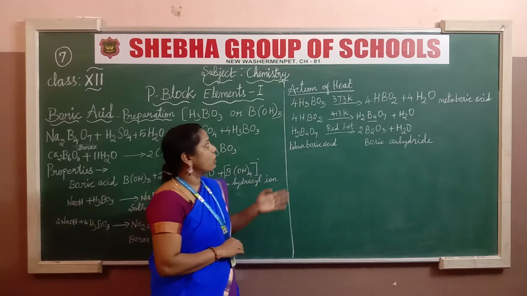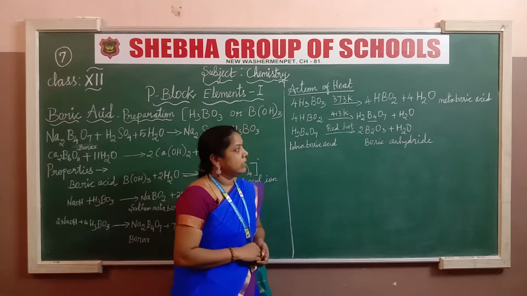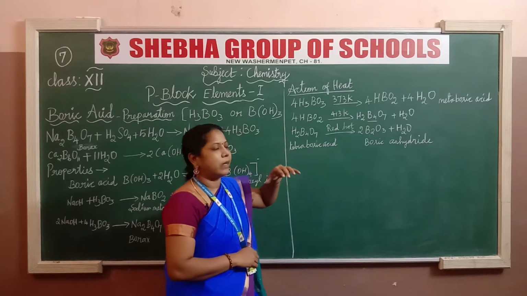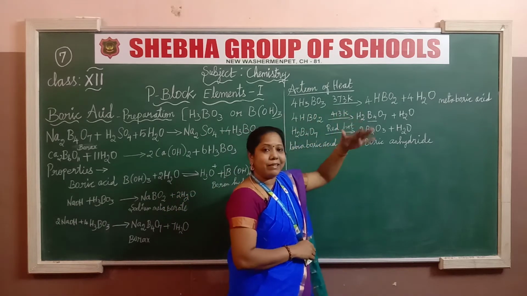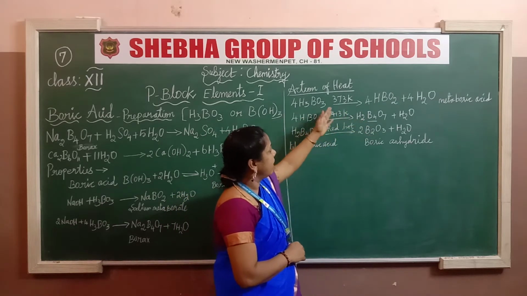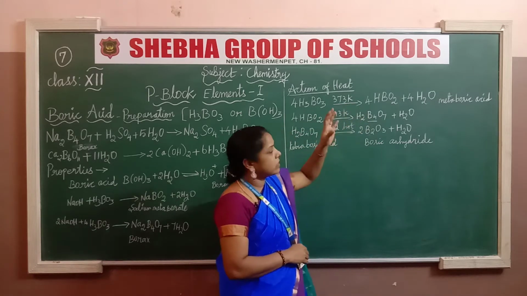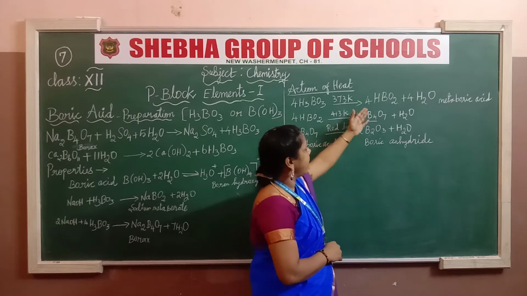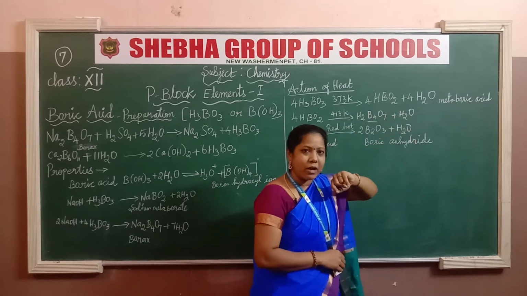And then go for the action of heat. What is the action of heat? You have to heat the boric acid to 373 Kelvin. Kelvin, you know very well about the heat symbols. We can get metaboric acid, that is HBO2, along with 4 molecules of water.